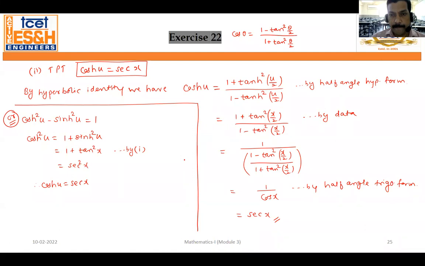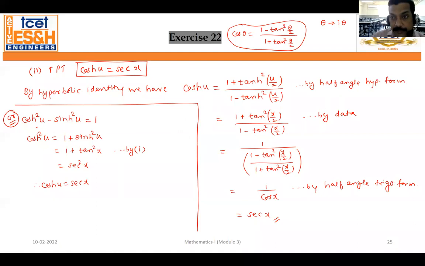Is it understood? Basically, use the trigonometric formula, replace whatever your angle is by i times the angle, and then use the relation between hyperbolic and trigonometric functions. You will automatically get this result. Now in this result, according to the data, tan hyperbolic of u by 2 is tan x by 2. That is my given data. Substituting that, I get 1 plus tan square x by 2 upon 1 minus tan square x by 2. That is exactly the reciprocal of the formula for cos x, which means it is sec x. So one can also easily prove cos hyperbolic of u is equal to sec x.